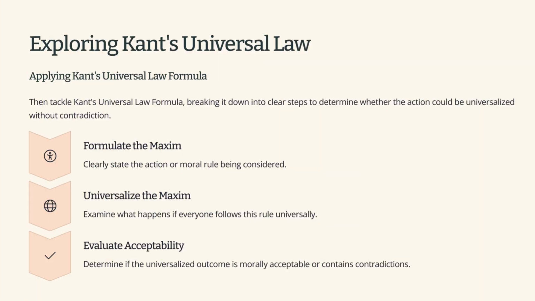Kant's universal law formula. This one needs to be done carefully, and it's totally okay to lay it out in steps in your paper. Step 1. What's the action or moral rule, the maxim? Step 2. What happens if everyone acts that way, if it becomes a universal law? Step 3. Is that outcome acceptable or moral? You can label these steps in your paper. In fact, I encourage you to.